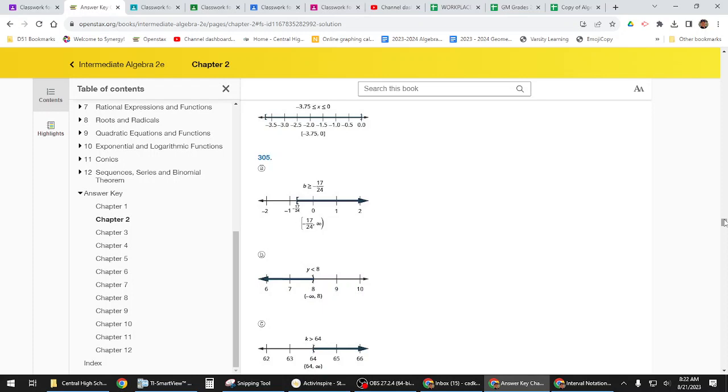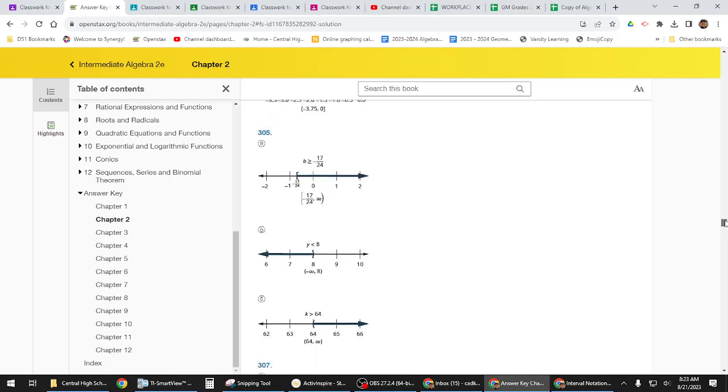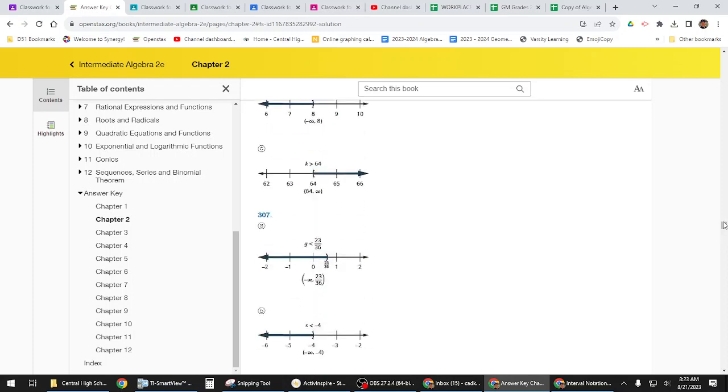Remember, parentheses always go with infinities. Next one, y less than 8. So parentheses negative infinity comma 8 parentheses. And then c, k greater than 64, so parentheses 64 comma infinity. Does anybody want to check 304 since it's not on here? Any of those that you have issues? So feeling confident, that's good.